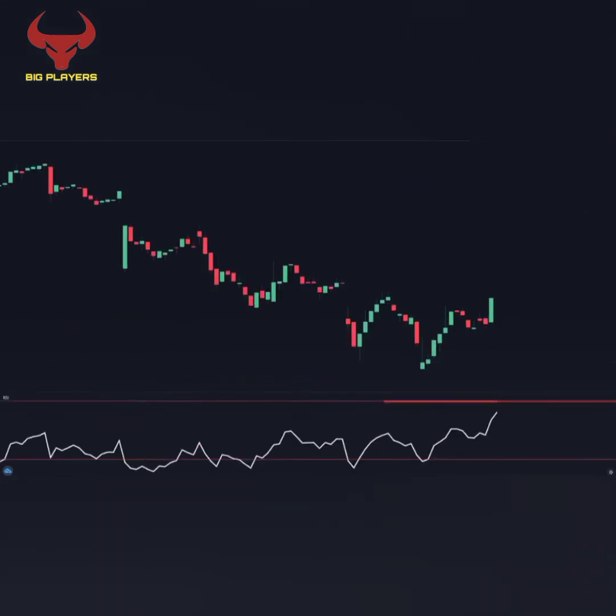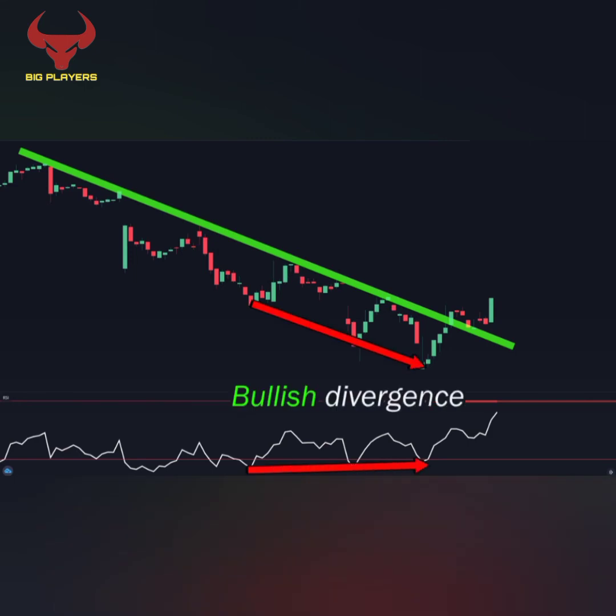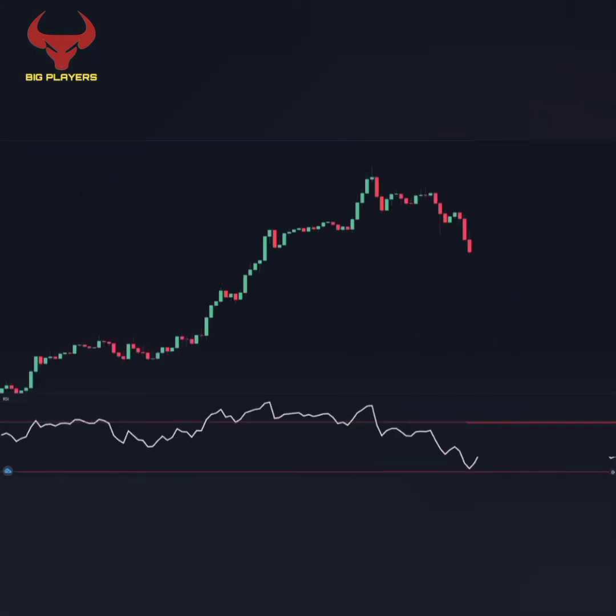As we can see, Shopify was heading in a downwards direction while the price rejects this key level of resistance multiple times. So we can put a trend line here. And the RSI displays a bullish divergence, followed by a big green candle that broke out of the trend line. So this will be a good buy opportunity.